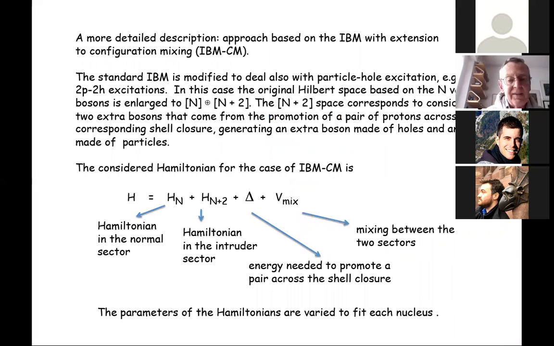How can I treat this? Again, I will use the IBM with extension to configuration mixing, and the standard IBM is then modified to deal also with particle-hole excitation, in particular two-particle two-hole excitation. In this case, the original Hilbert space based on n valence bosons is enlarged to a sum of the original n state with the n+2 state of the other kind. So the n+2 space, as I just mentioned before, corresponds to considering the two extra bosons coming from the promotion of a pair of protons, for example, across the corresponding shell closure, generating an extra boson.